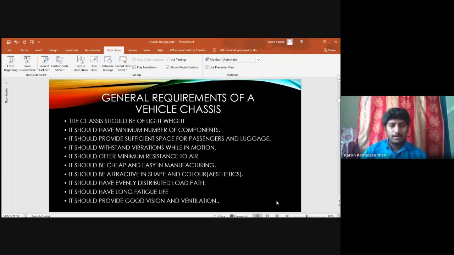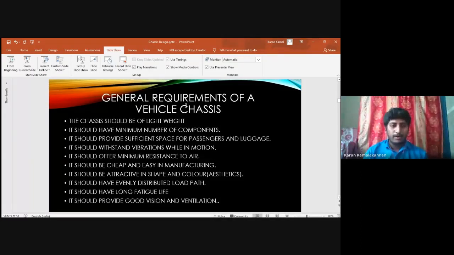Next slide shows the general requirements of a vehicle chassis, what requirements you should keep in mind. Yeah, it should be very lightweight. Lighter the weight, the better the efficiency in terms of mileage or fuel consumption. And also, if we make the chassis or frame very light, naturally, from a vehicle dynamics point of view, we will have the center of gravity as low as possible towards the ground, which is very efficient for a vehicle to be stable in all conditions.